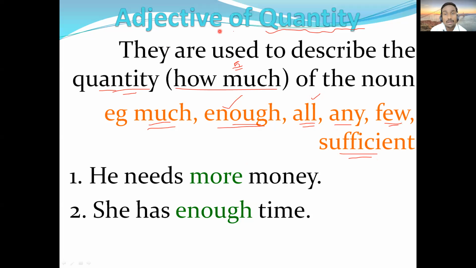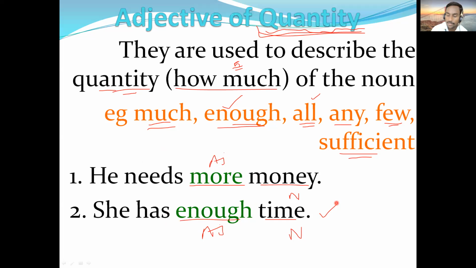Just remember here, this is quantity. Like this we have to understand, and in a sentence you can read examples. He needs more money. So more is an adjective of quantity which is describing the noun. What is the noun here? Money is the noun. She has enough time. Here also enough is an adjective of quantity which is describing the noun, that is time. I hope this is clear for all of you.